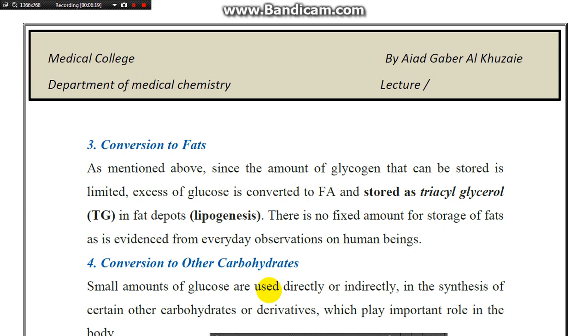And the third utilization of glucose is conversion to fats، عملية التحويل للدهون. As mentioned above, since the amount of glycogen that can be stored is limited, excess of glucose is converted to free fatty acid and stored as triacylglycerol in fat depots, lipogenesis. There is no fixed amount for the storage of fats, as in the evidence from everyday observation on human beings.